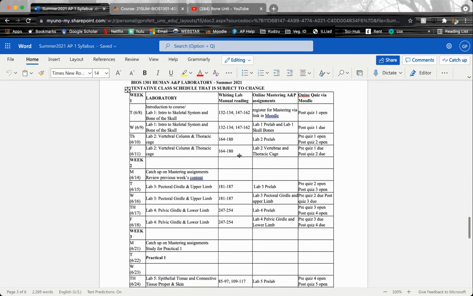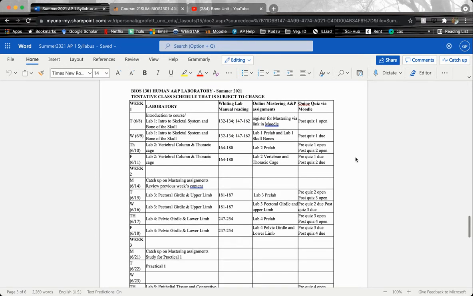Now, I have an intensive schedule listed at the bottom of the syllabus. Tomorrow, June 8th, is the introduction. We are going over the skull and skeleton, and these are your pages. Make sure you're registering for mastering on Moodle and complete the mastering assignments. And of course, you only have that one post quiz due on Wednesday. Then Thursday, we start lab two. We go into the vertebral column and thoracic cage. Again, you have your readings, those mastering assignments, and then your pre and post quizzes open at the same time on Thursday and close at the same time on Friday.